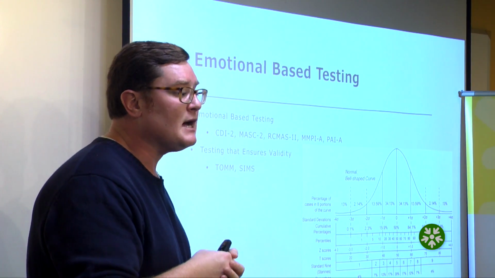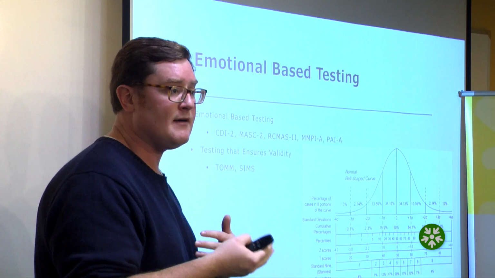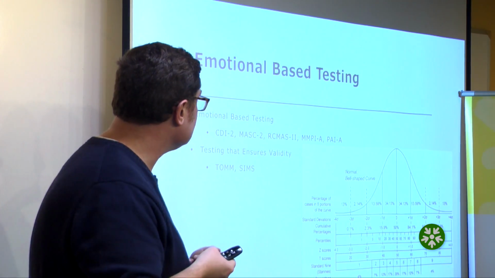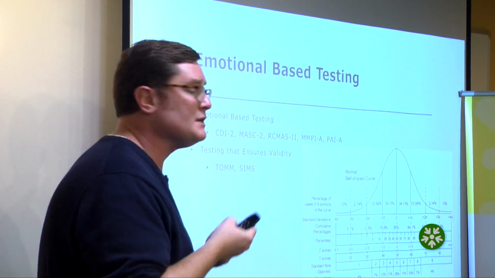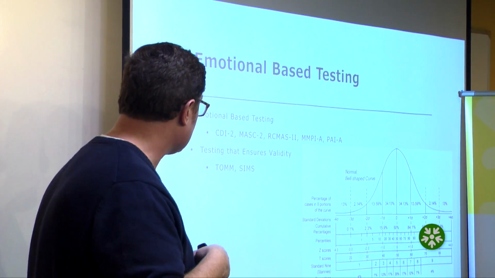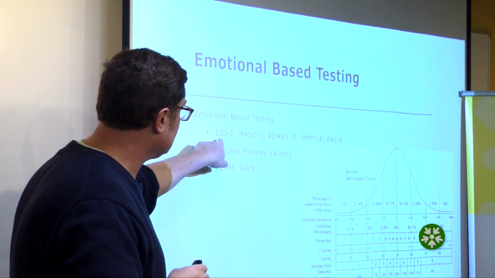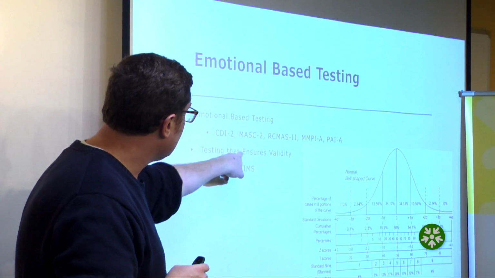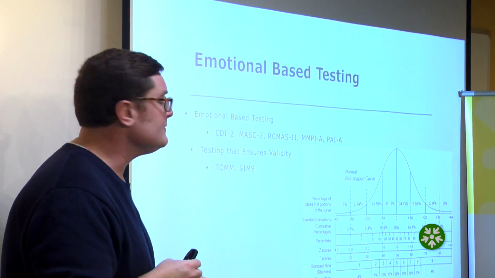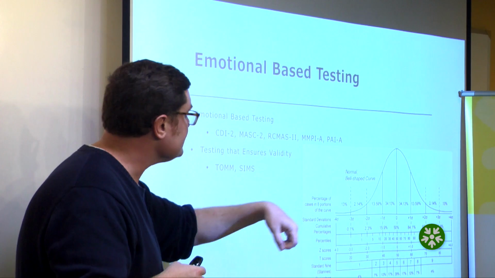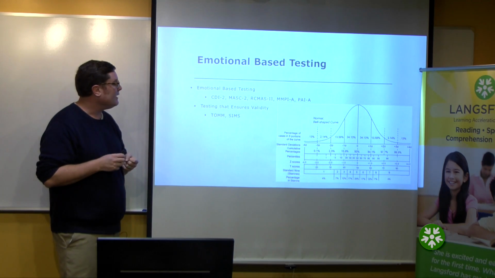Sometimes I will read the items to the child and have them respond and ask follow-up questions, or I may have the child fill it out independently for me. So the CDI would be the Child Depression Inventory. The MASC is an anxiety inventory, as well as the RCMAS that we commonly use.